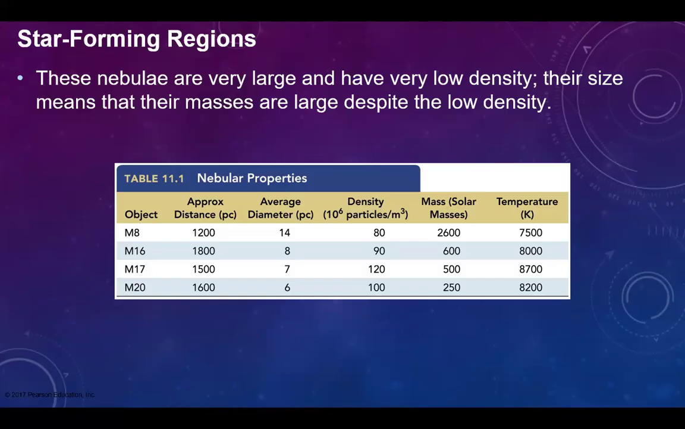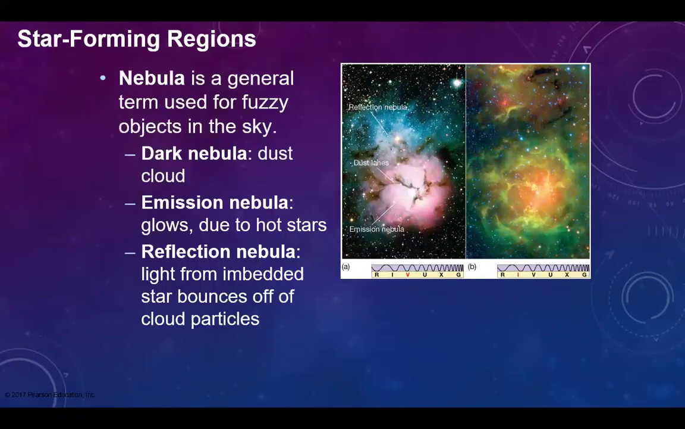M16. So these are huge because they're really big, but they're not very dense. The density of these is about 120 particles per cubic centimeter. And their masses are quite big. They're hundreds to thousands of times the mass of the sun, but they're not very dense because they're huge. These things are parsecs across, light years across in size. So nebula is a general term used for fuzzy objects in the sky.